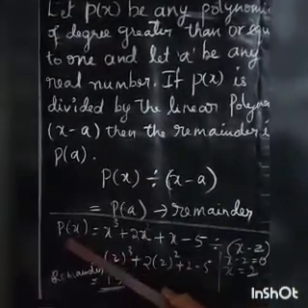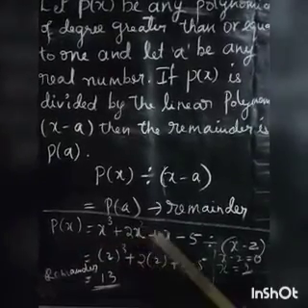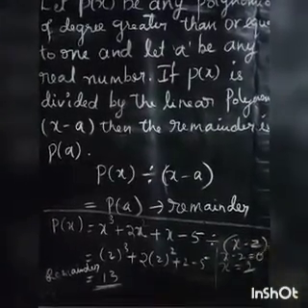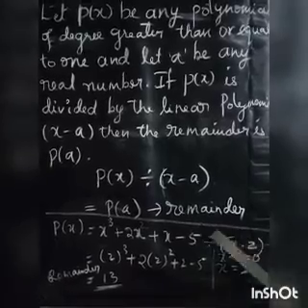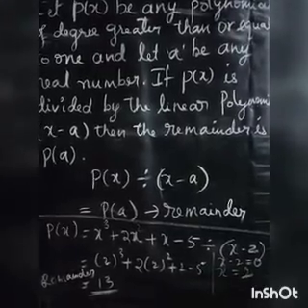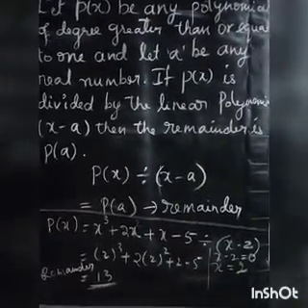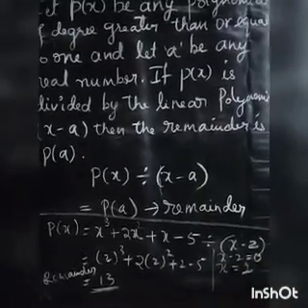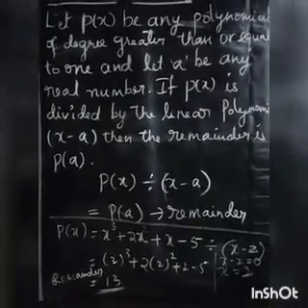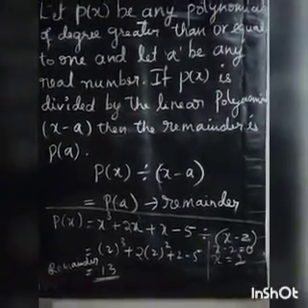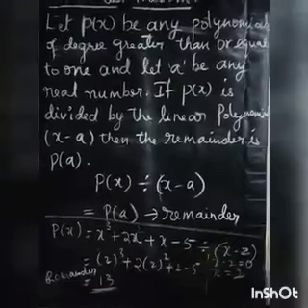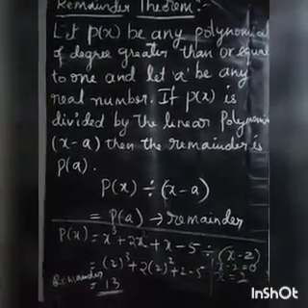For example, if I say P of x is x cube plus 2x square plus x minus 5, and they ask to divide it by x minus 2, where x minus 2 is of the form x minus a. What is our procedure before we knew the remainder theorem? Divide, meaning the same long division method will apply and we may find the remainder. But in the remainder theorem, compared to the long division method, it's very easy. We'll easily get the remainder by using the remainder theorem.